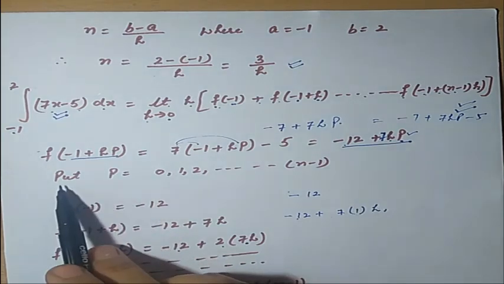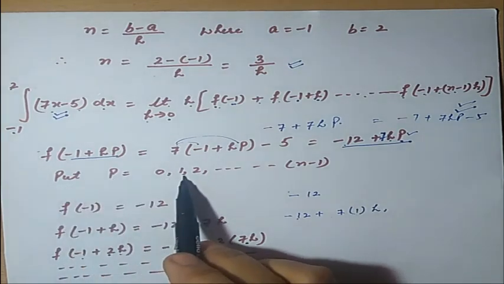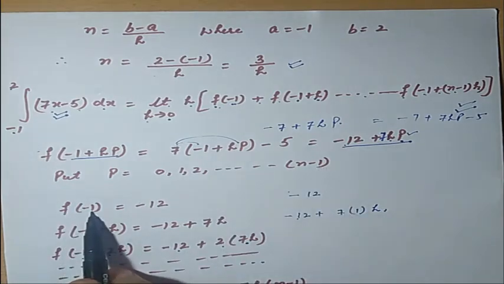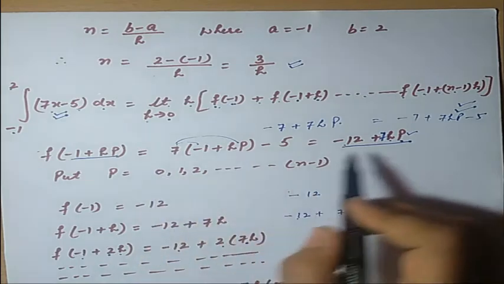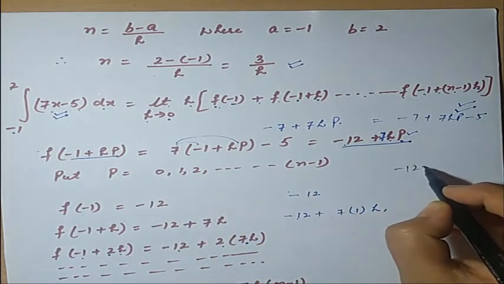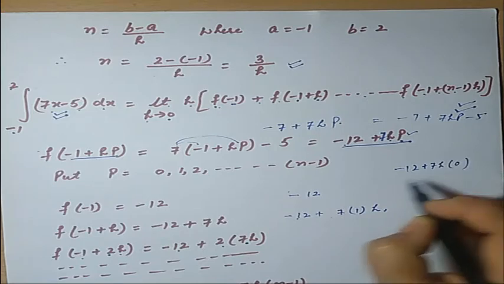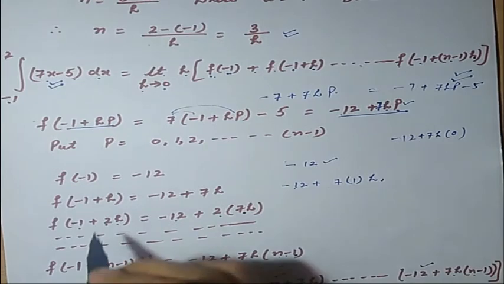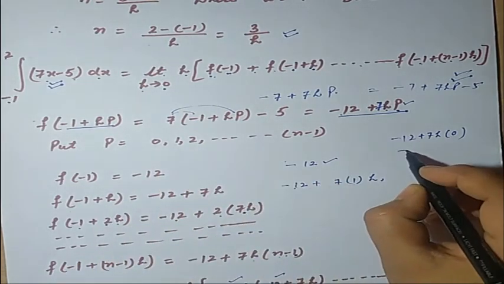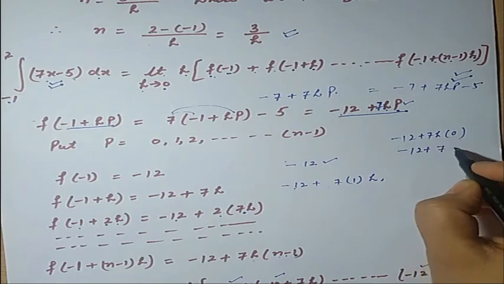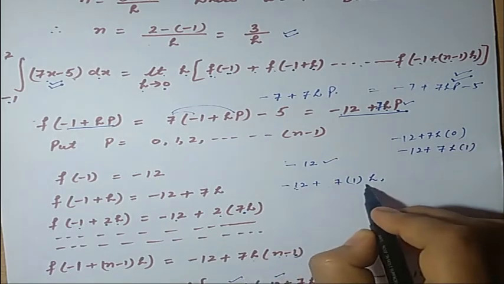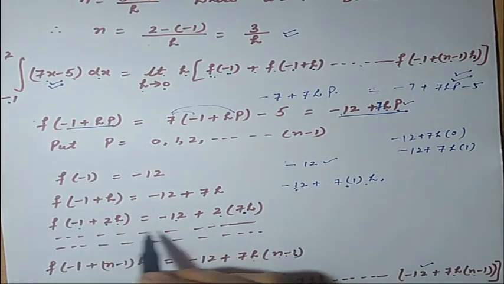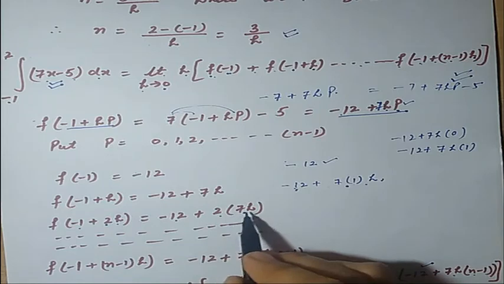Now we will put the value of p as 0, 1, 2 up to n minus 1. First, f(minus 1). When we put p as 0, it will be equal to minus 12 plus 7h into 0, so it will be equal to minus 12. When we put p as 1, it will be equal to minus 12 plus 7h into 1, so it will be equal to minus 12 plus 7h. When we put p as 2, it will be minus 12 plus 2 into 7h.